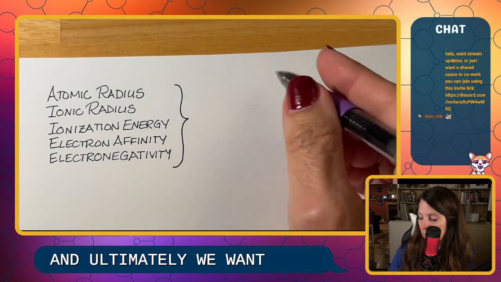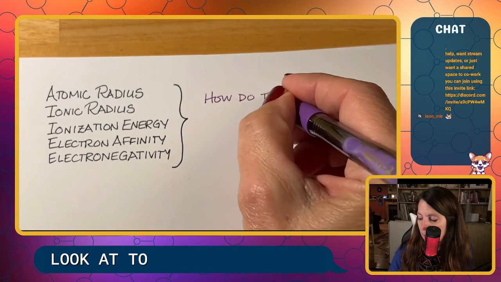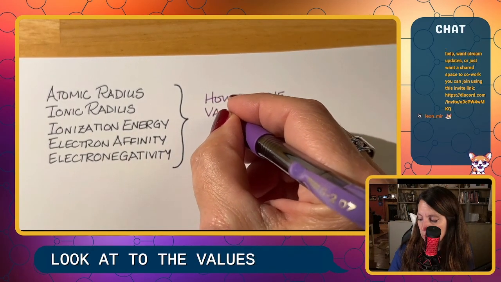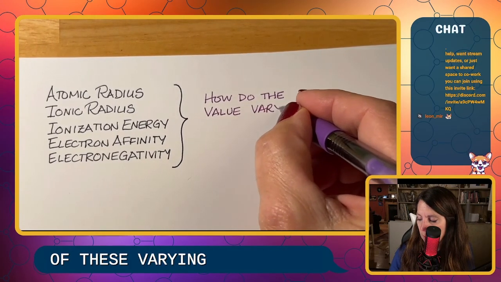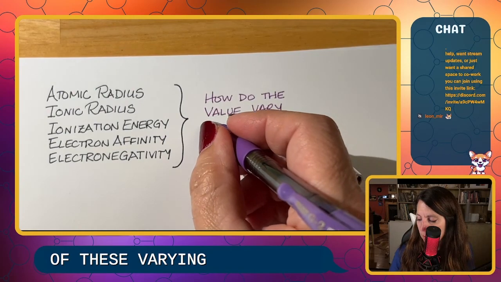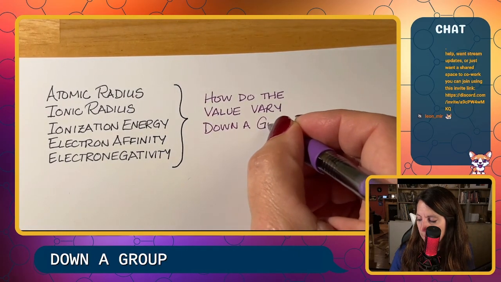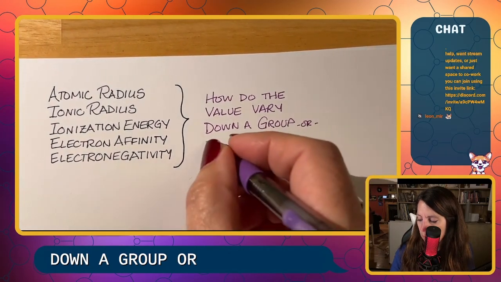We want to look at how the values of each of these vary either down a group or across the period.